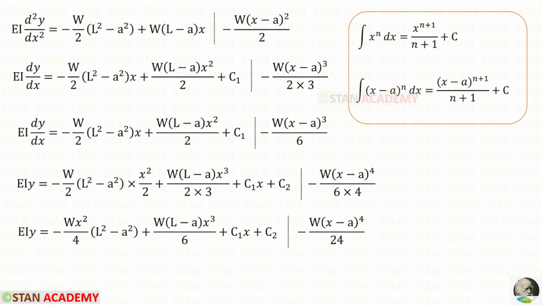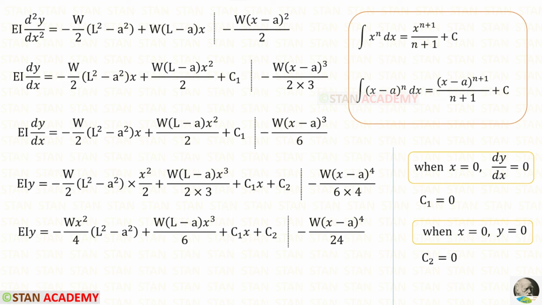Again, one more time, we have to integrate on both of the sides. When we integrate this, we will get y. When we integrate x, it will be x square upon 2. When we integrate x square, it will be x cube upon 3. In this term, there is no x, so we have to multiply with the x. C2 is the new constant. When we integrate (x minus a) the whole power cube, it will be (x minus a) the whole power 4 upon 4. 2 into 3, it will be 6. 6 into 4, it will be 24.